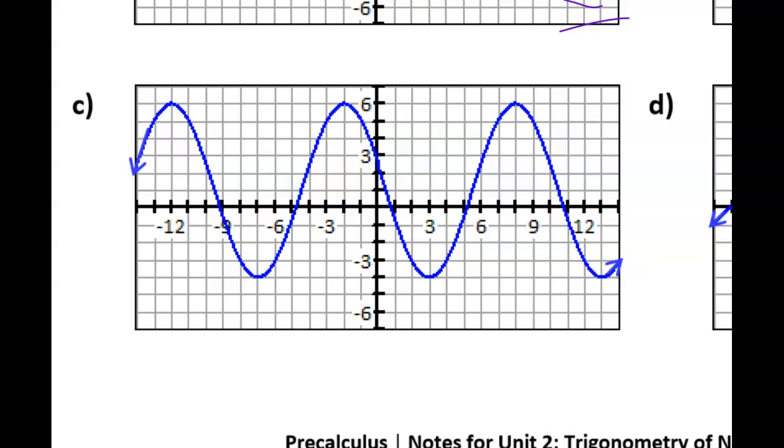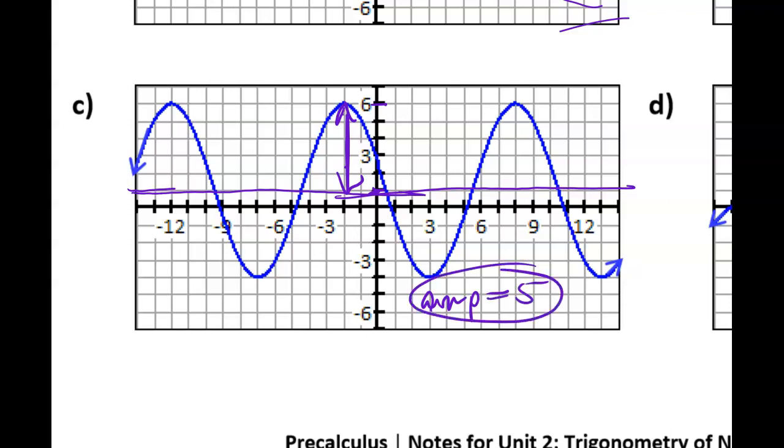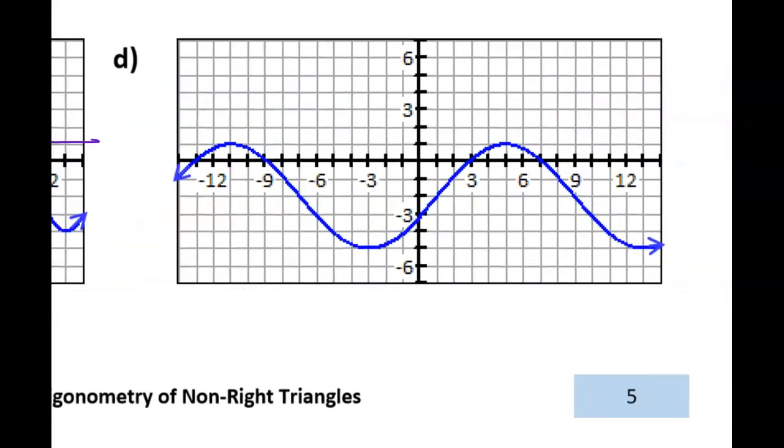In C, if you can find that middle value, that's probably the easiest way to do this, and then the distance above it. So that's from 1 to 6 is 5, so our amplitude is 5. Another way to find it again is max value is 6, the min value is -4. There's a distance of 10 in between that, half of that value, 10, is 5, that's the amplitude. And last one for D, here's our middle value. The amplitude is the distance the wave goes above that. So our amplitude here is 3.